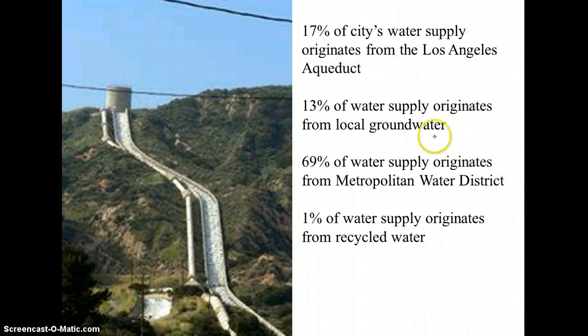water. 13% comes from local groundwater, 69% from the Metropolitan Water District, which gets it from various sources. Now, this number, I'm guessing, has changed since I created this slideshow. Water also originates from recycled water. That is, they're taking wastewater and cleaning it up and reusing it.